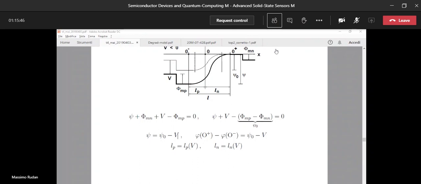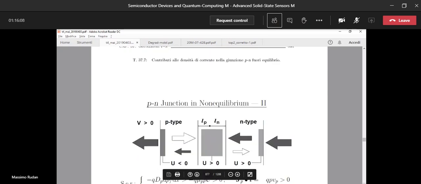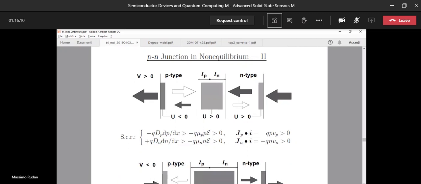Okay, so we now proceed with the analysis of the p-n junction. And the purpose of the analysis is to calculate the current voltage relation. So we take a steady state situation.